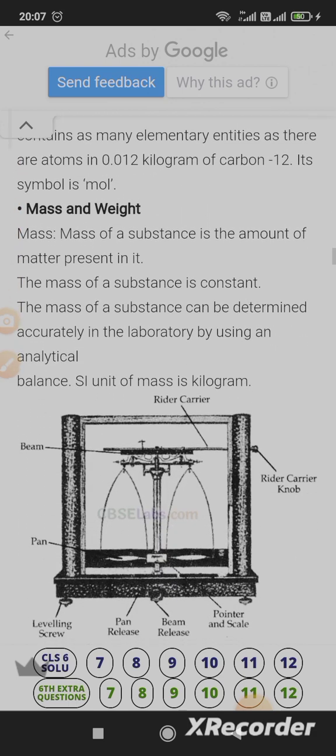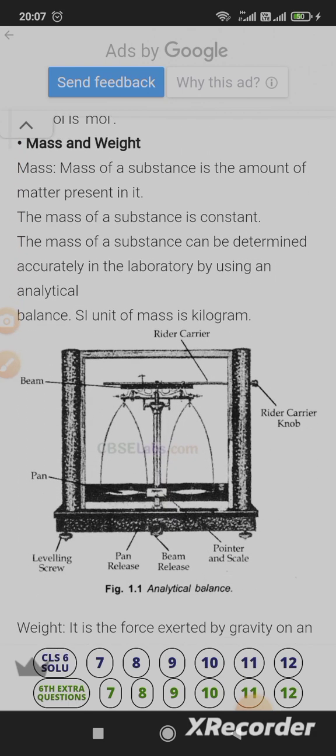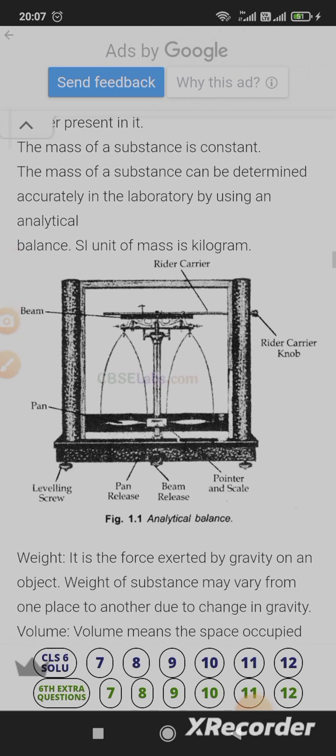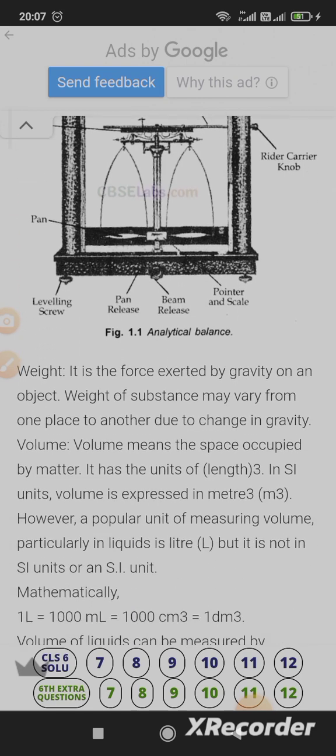This is mass and weight. Mass of a substance is the amount of matter present in it. Mass of a substance is constant and can be determined accurately in the laboratory by using an analytical balance. SI unit of mass is kilogram. Weight: it is the force exerted by gravity on an object. Weight of a substance may vary from one place to another due to change in gravity.